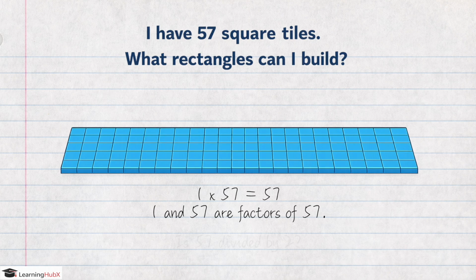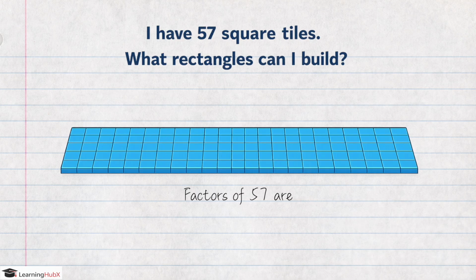Let's check if 57 can be divided by 2. No, it's not even. What about 3? 57 divided by 3 equals 19. So that gives us another factor pair, 3 and 19. So the factors of 57 are 1, 3, 19, and 57.